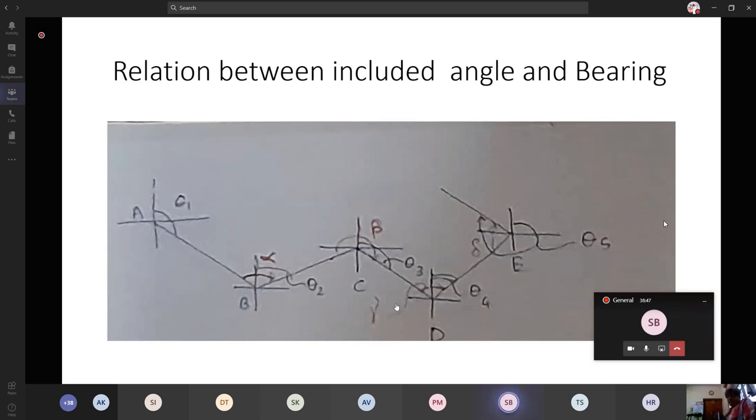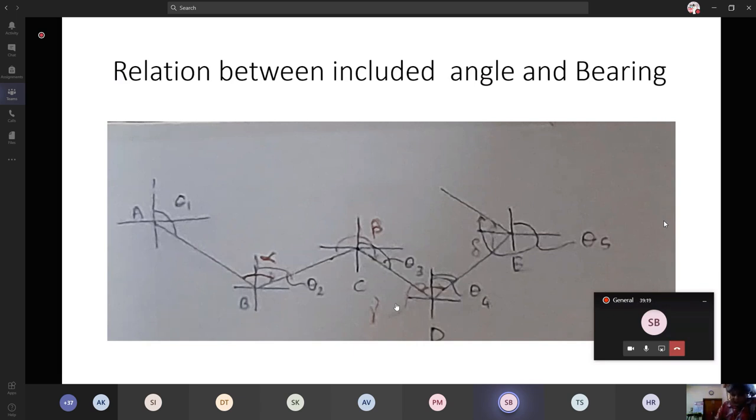Sir, 720 plus theta 1. Pardon? 720 plus theta 1, which one? What is the bearing, what is theta 2? Theta 2 is 180 plus theta 1.